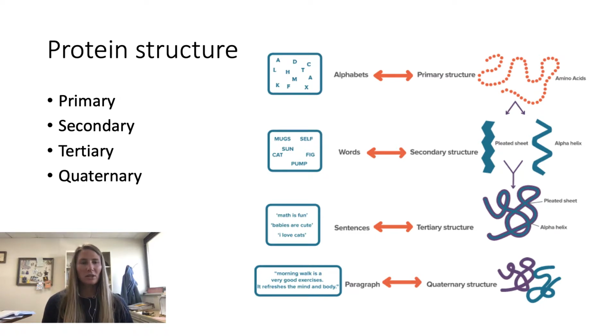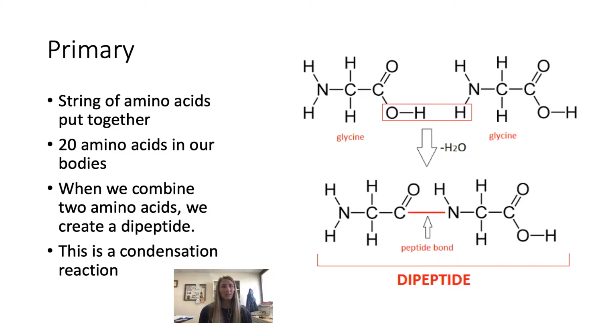Okay, so here I've got a depiction or kind of an analogy. Primary structure is what we consider letters in the alphabet. They act on their own, and if we string them together, we can make words, and that would be secondary structure. Then from words, we can make sentences, representative of tertiary structure, and then from sentences, we make paragraphs, quaternary structure. So I'm going to go through each of these in more detail.